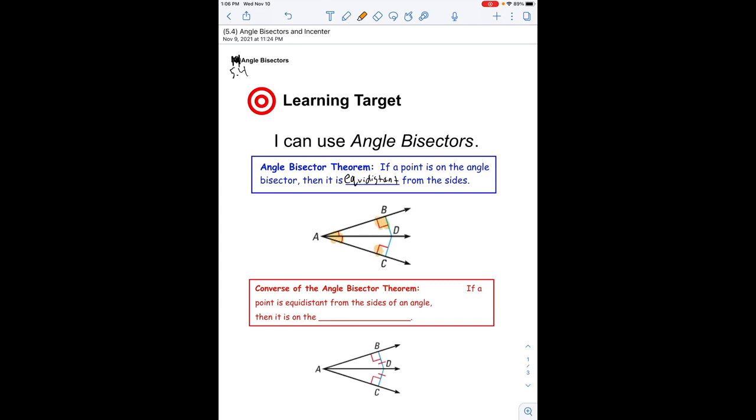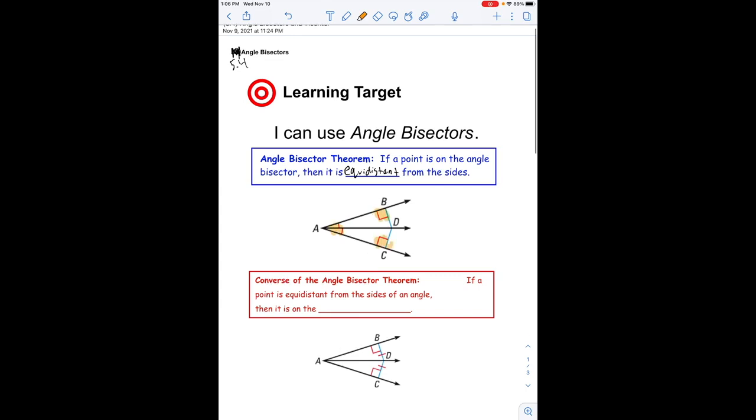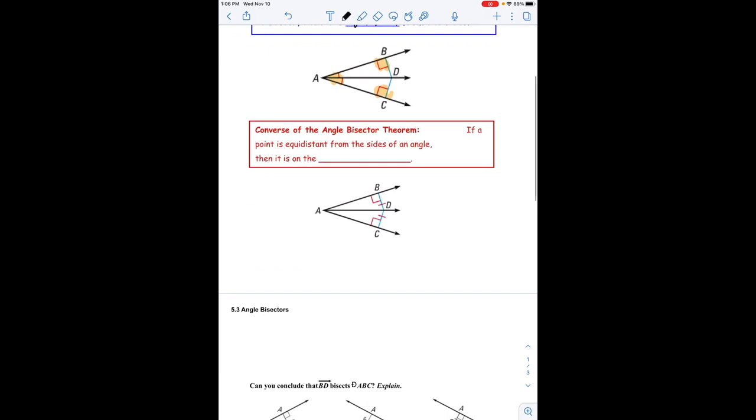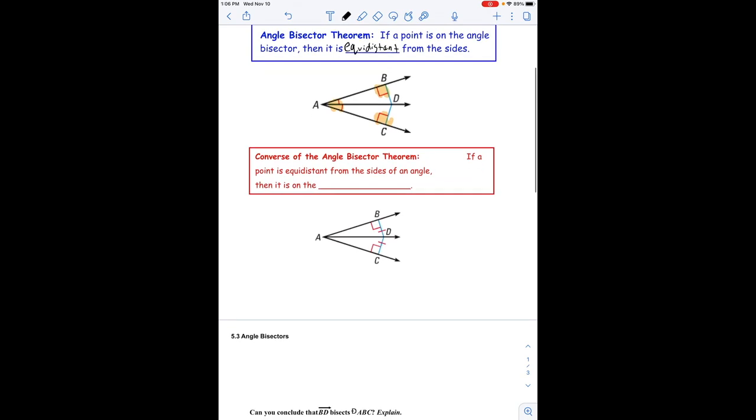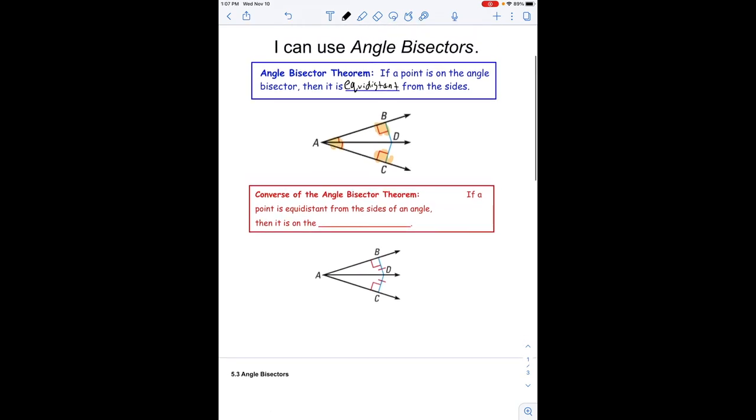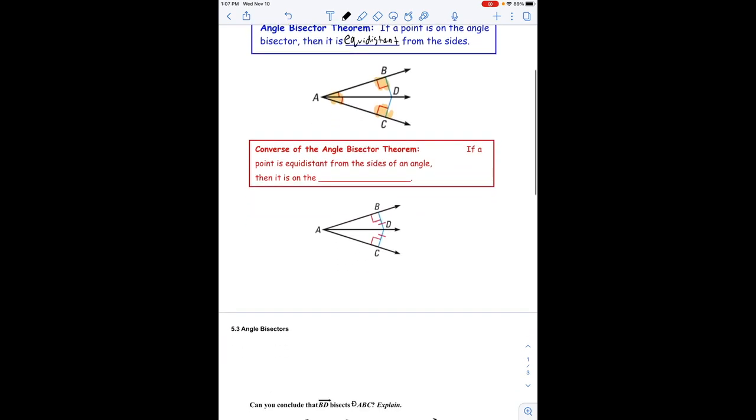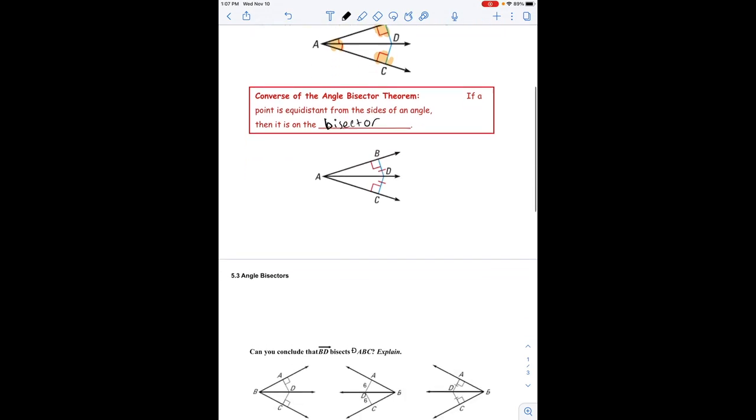So things to notice is you've got the angle markers here, and you have the right angle markers, which is why it's perpendicular. The converse of that is if a point is equidistant from the sides of an angle, then it is on the bisector.